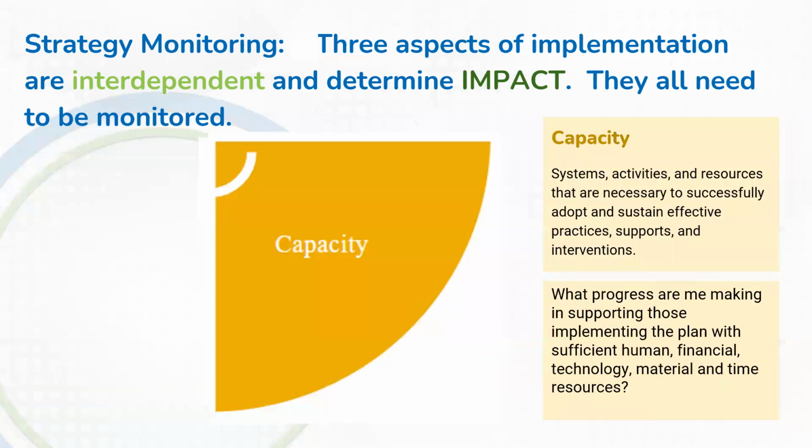So starting with capacity, and we always start with capacity because we want to make sure that we have everything in place. And so as you see here, when we look at capacity, we look at systems, the activities, the resources that are needed to do the program we're doing, or the intervention, or the change that we're trying to make. We need to make sure that everything's in place the way it was intended.